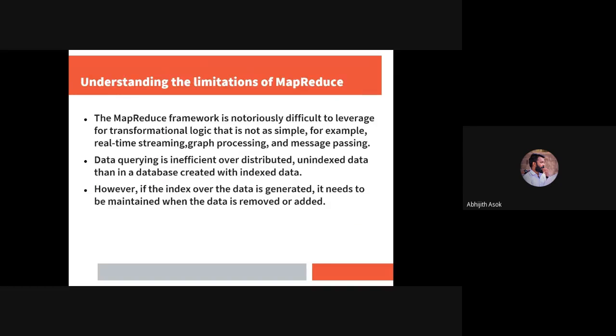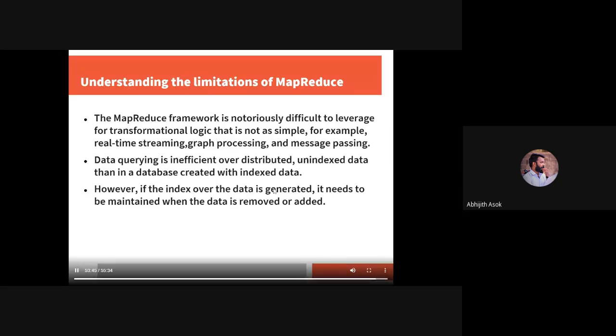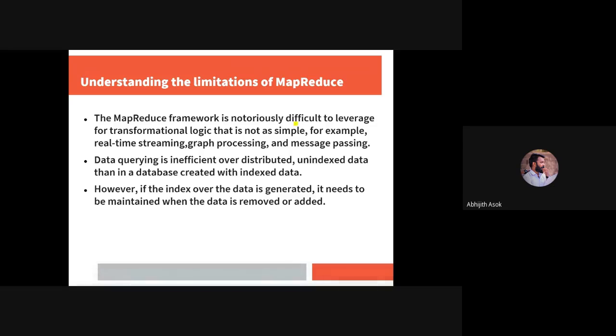Understanding the limitations of MapReduce. MapReduce is difficult to leverage for complex logic that is not as simple. For example, real-time streaming, graph processing and message passing are too difficult. Data querying is inefficient over distributed unindexed data. If an index of the data is generated, it needs to be maintained when data is removed or added.